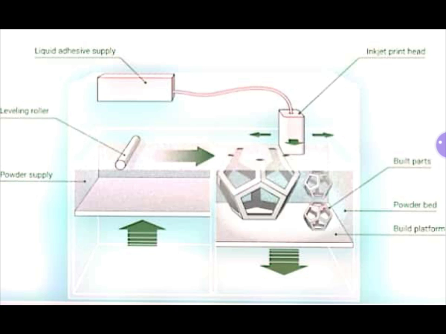For example, if each slice of the object is 1 mm, then the build platform is going to move down through a distance of 1 mm in each step. This is how the build platform lowers down till the completion of the final product. So this is how the binder jetting process works.